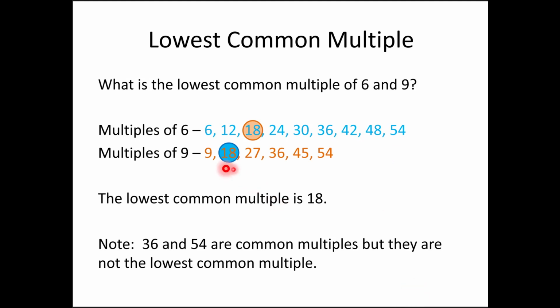Generally, I will just write out the multiples of the biggest number and see the first one that I recognise as a multiple of the smaller number, and that way I'm not writing a whole lot of multiples of both and wasting time when you do not have a lot of time in the exam.